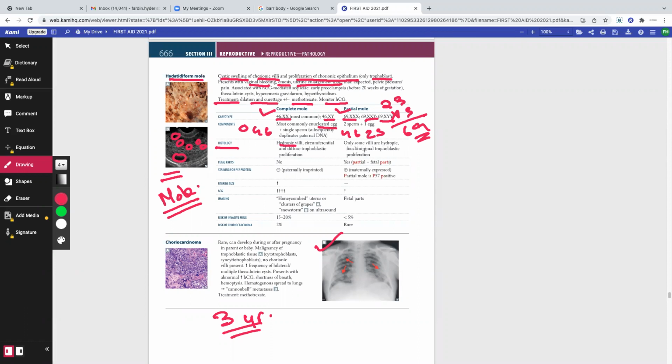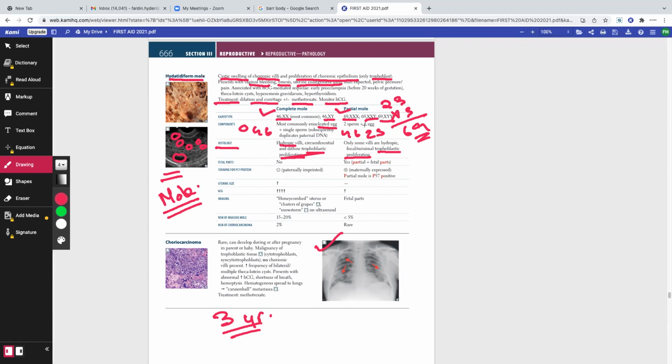Another one is that in a partial mole, the trophoblast does not proliferate as much, but in a complete mole, there's diffuse trophoblastic proliferation. If there's diffuse trophoblastic proliferation in complete mole, which one has a more chance of forming into a choriocarcinoma? Complete mole or partial mole? The answer is complete mole. Very good. Okay. Next one.